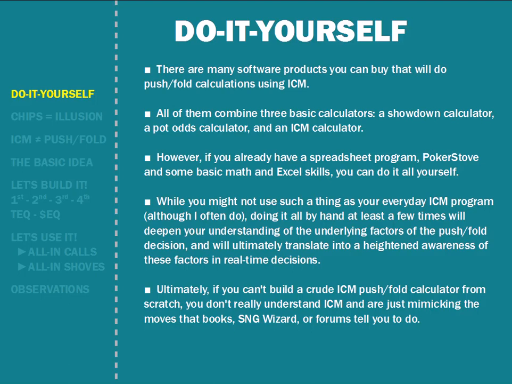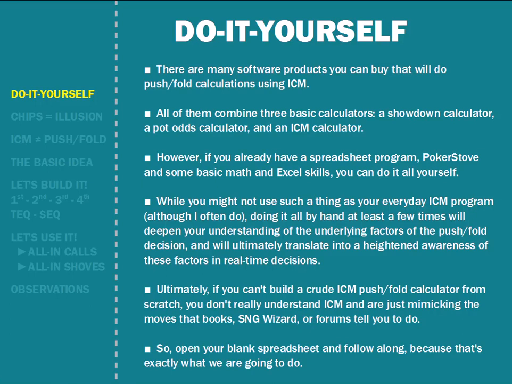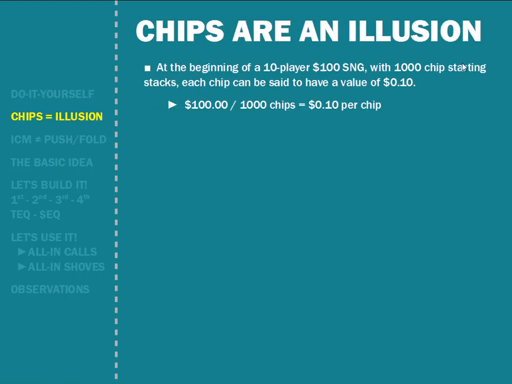And when you play and think about sit-and-goes, all you're really doing is mimicking the moves that books and Sit-and-Go Wizard or Sit-and-Go Power Tools or people on forums tell you are the right moves. So what we're going to do in this video is start from a completely blank spreadsheet page like that, and build a working ICM calculator in real time. But first, there are a few preliminaries to get out of the way, for those of you who don't understand how ICM even works on a superficial level, so it would be good to go over that.